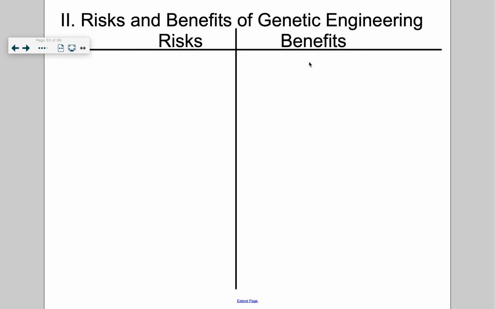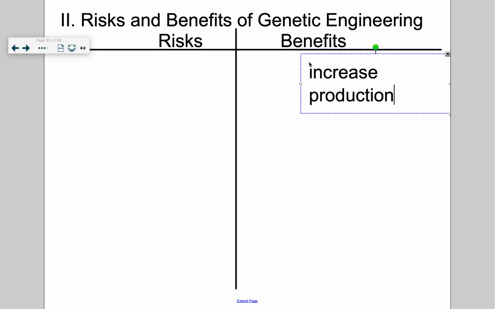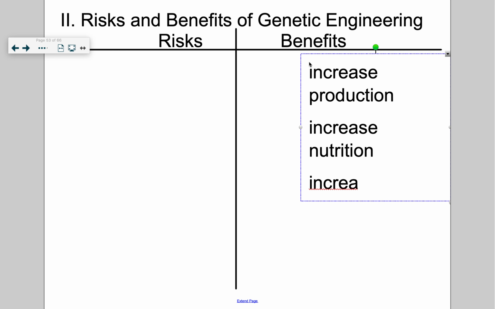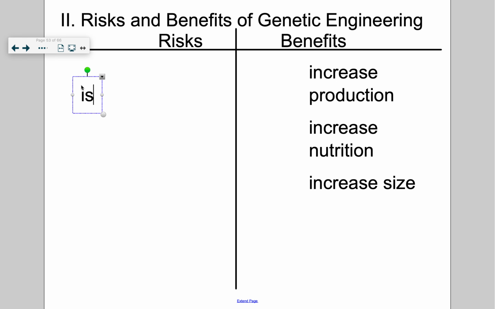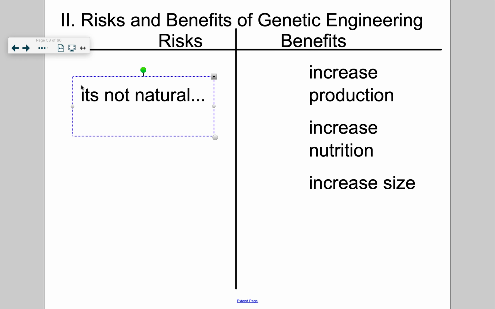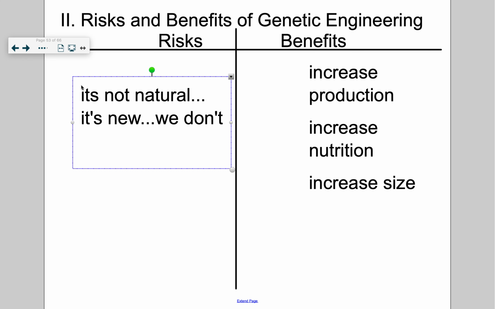So, benefits. We can increase production. We can increase nutrition, increase size. Those are a few big ones. But the risks, what are the risks of genetically modified organisms? Well, it's not natural, and it's actually relatively new. We don't really know the risks.